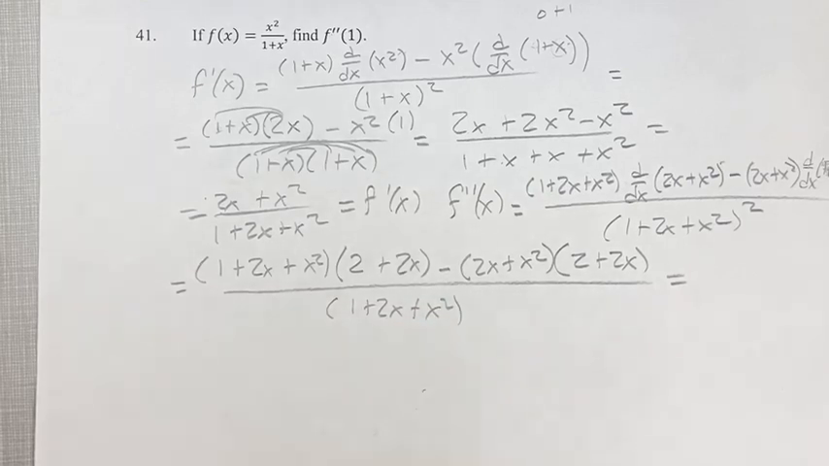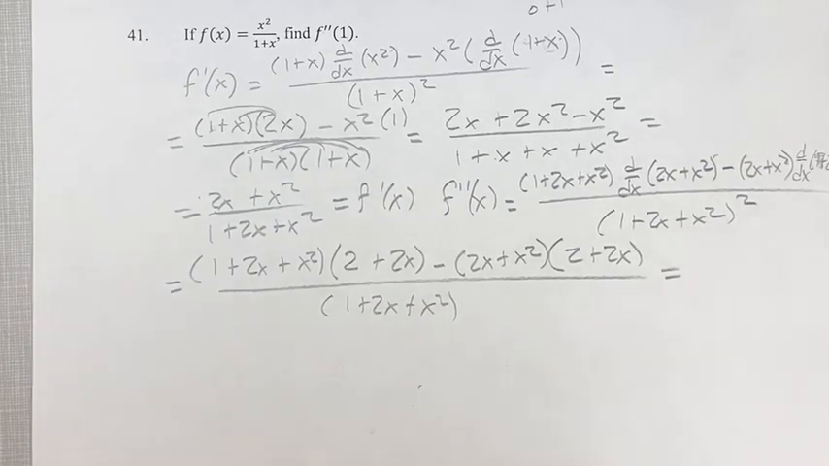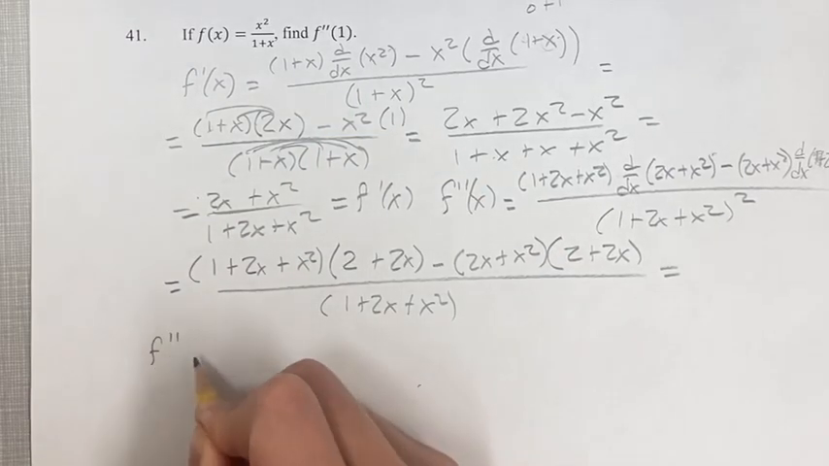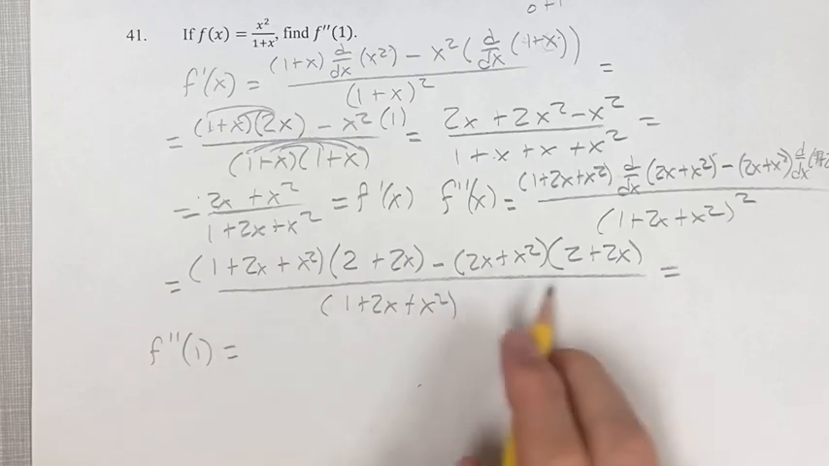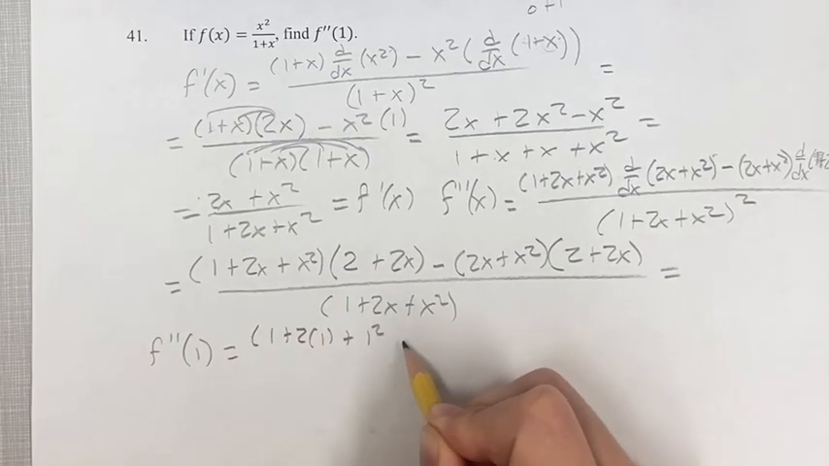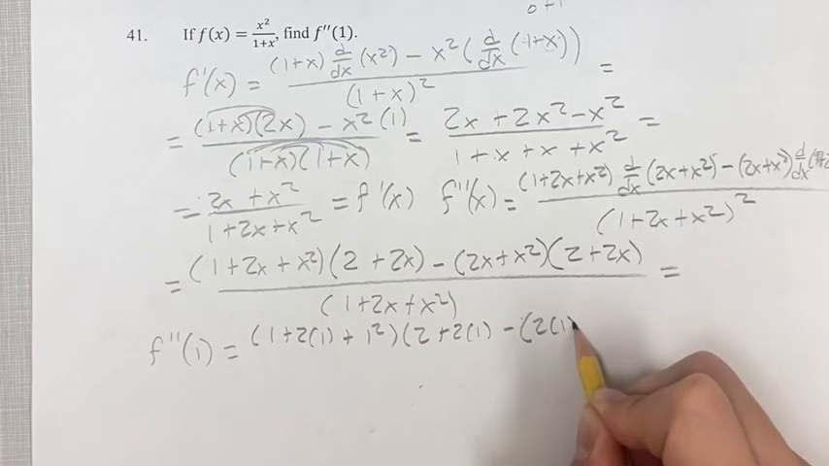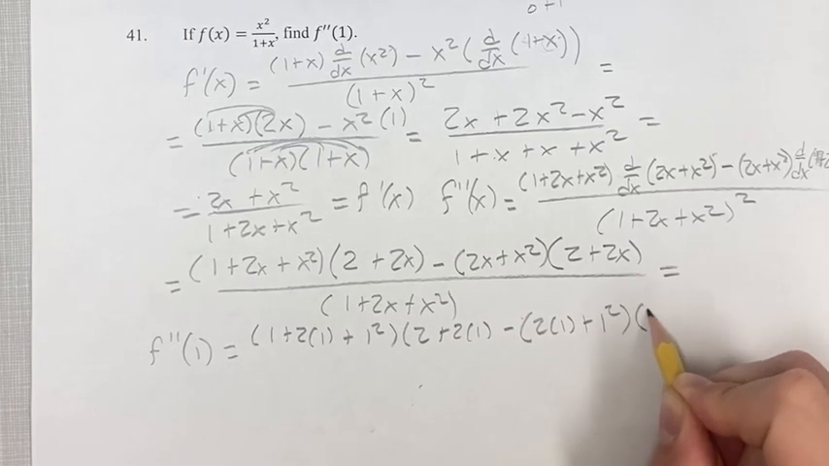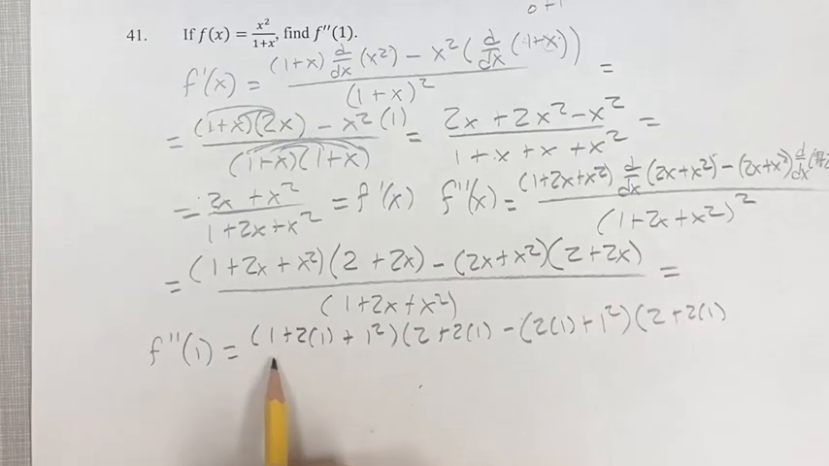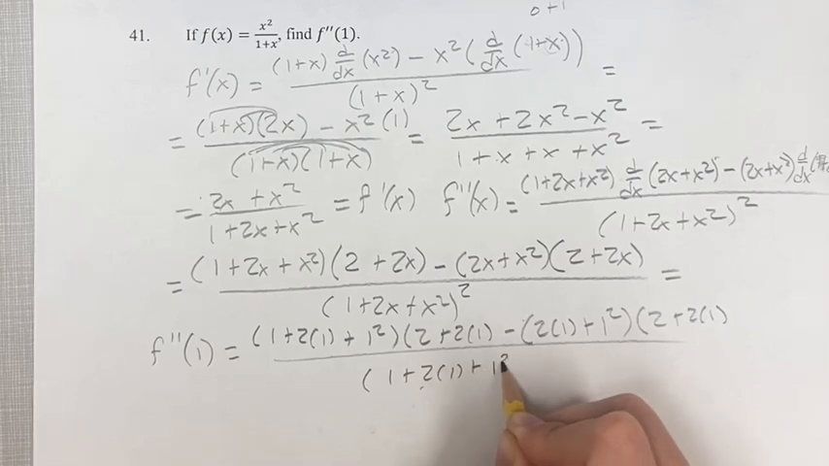Now you could simplify this, combining like terms and everything, but we don't actually want the final form of the second derivative. We just want to find what it is when x equals 1. So f double prime of 1 equals, plugging in 1 everywhere here, we get 1 plus 2 times 1 plus 1 squared times 2 plus 2 times 1 minus 2 times 1 plus 1 squared times 2 plus 2 times 1 over 1 plus 2 times 1 plus 1 squared.